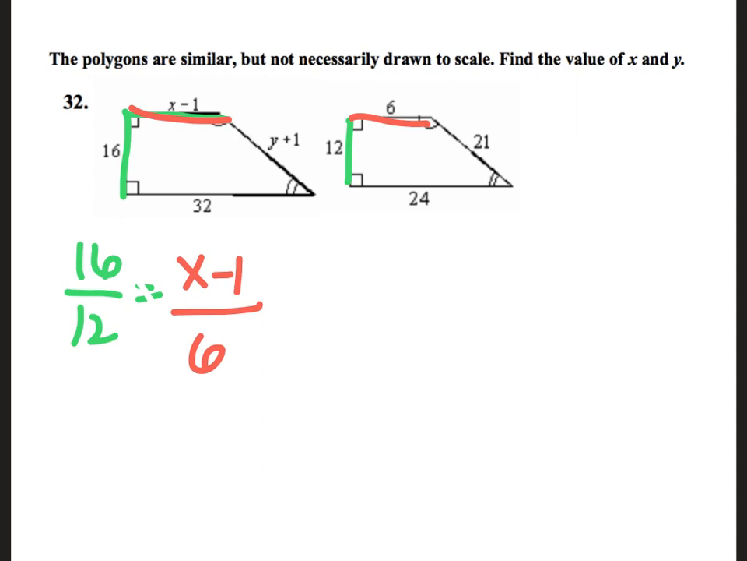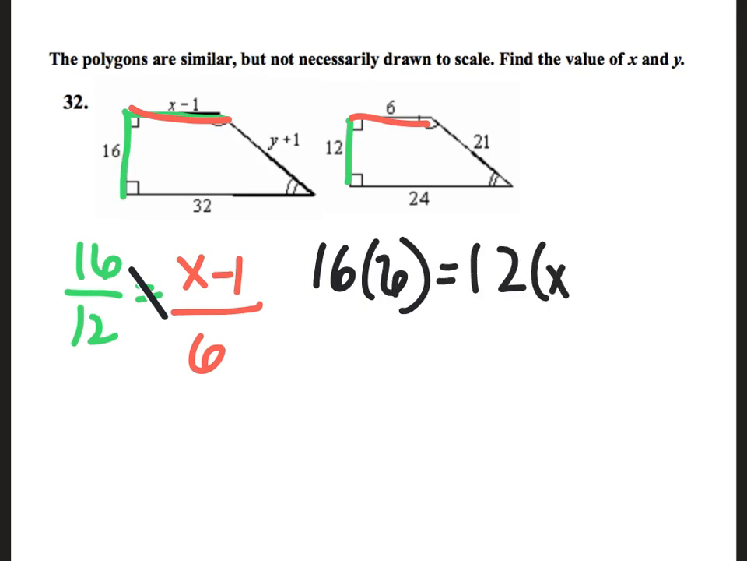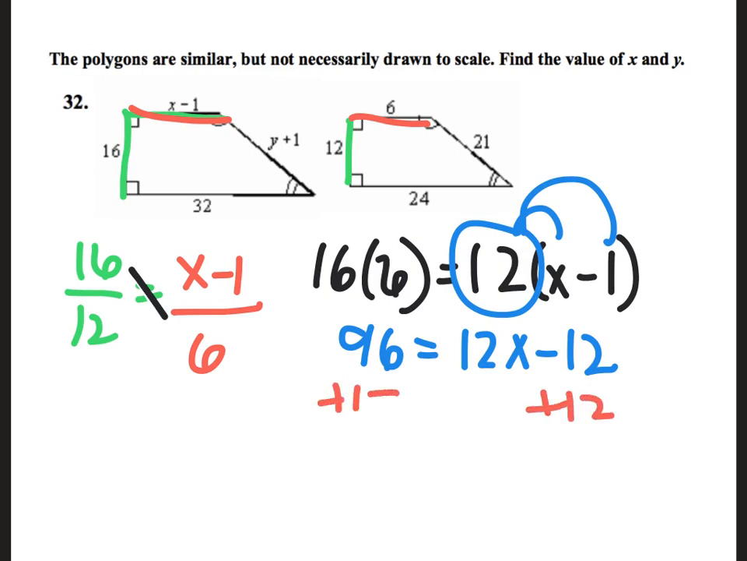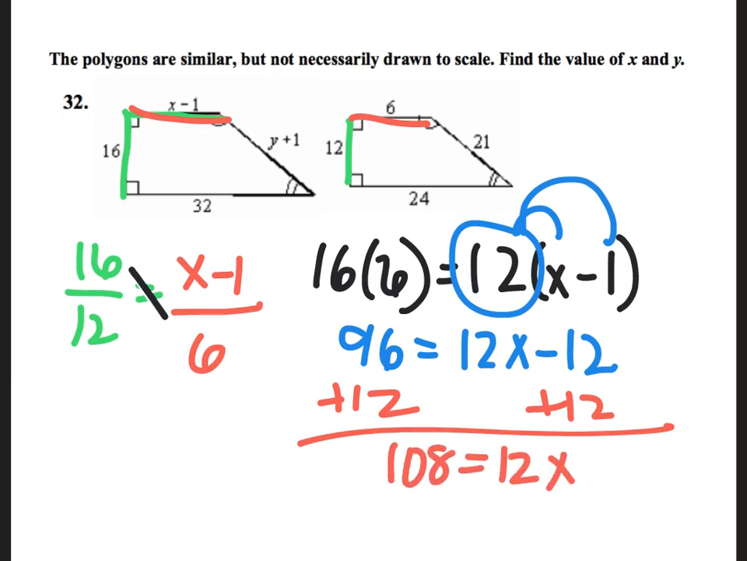So when we do that, we're going to do 16 times 6 equals 12 times x minus 1. And we are trying to solve for x. When I do that, we have 16 times 6 equals 96. And we have 12x minus 12. Again, I'm distributing my 12, so I have 12 times x, 12 times negative 1. For my next step, I'm going to go ahead and add 12 to both sides. I get 96 plus 12 gives me 108 equals 12x.